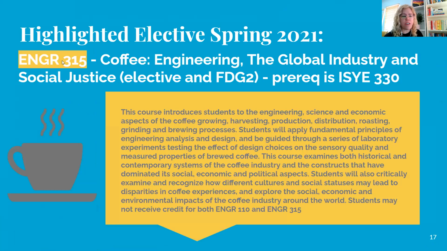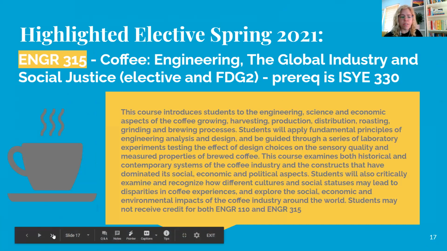Also, we have an ENGR 315 elective this semester that we're offering, Coffee, Engineering the Global Industry and Social Justice. You get your level 2 diversity with this class. The prerequisite is ISYE 330. So here's a description. I'm not going to read it. You can do that yourselves, but this is a great opportunity.